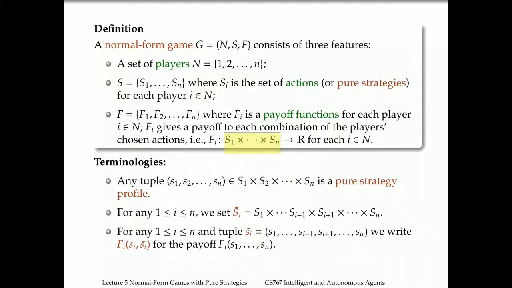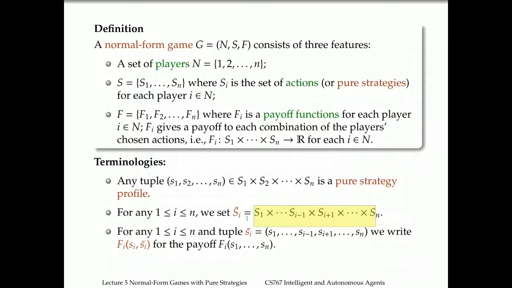And just to fix some terminology, if you fix a tuple of actions taken from the players' action spaces, then that tuple is called a pure strategy profile. Right. And if we fix any agent i, and we look at the set of all the possible action combinations of the opponents, so these are the players 1, 2, 3 up to i minus 1, and then i plus 1 up to n, so that's everybody excluding i.